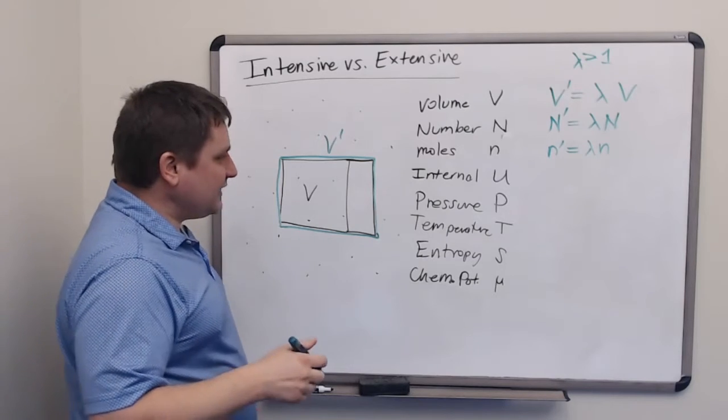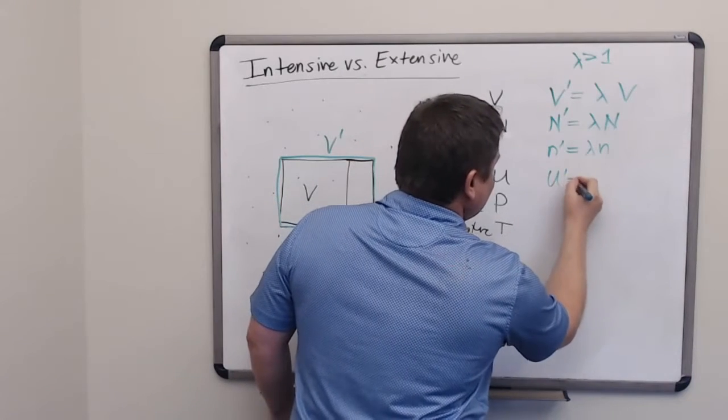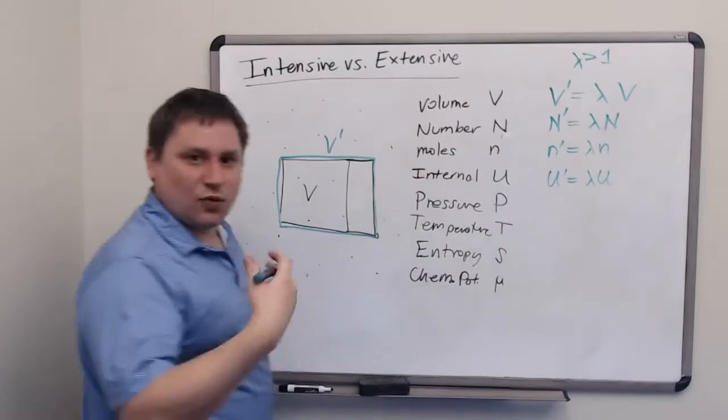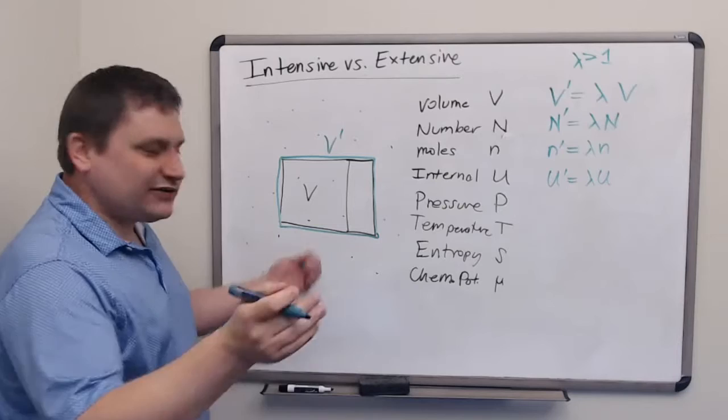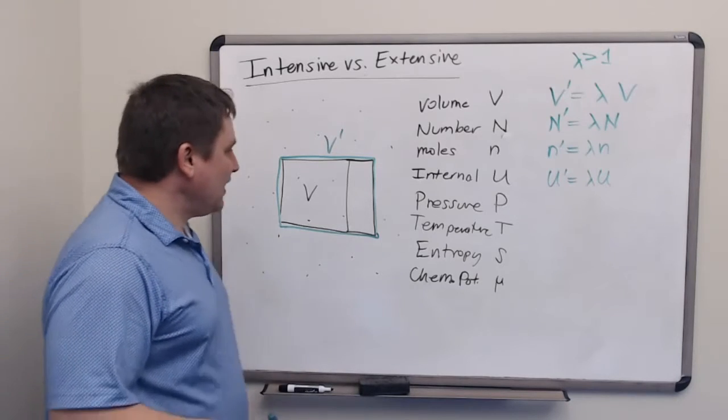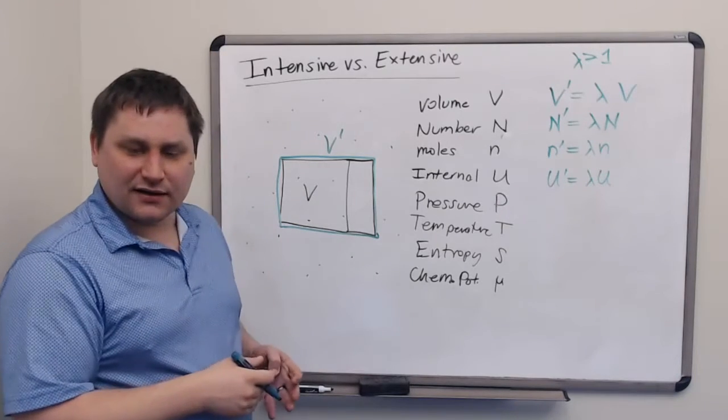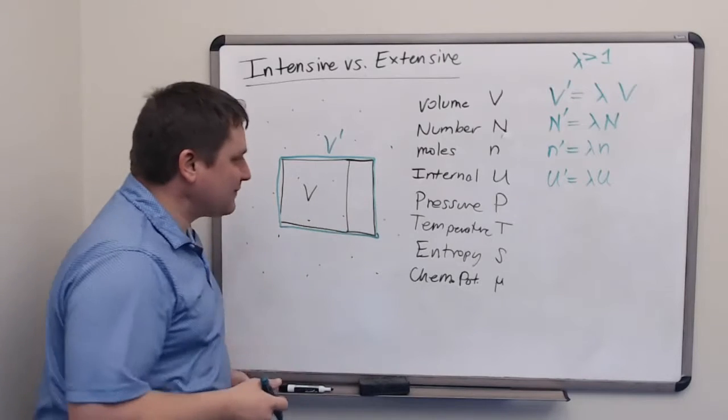And the internal energy will also be scaled up, right? If we include more matter, then all that new matter is also moving and interacting, so it just has more energy altogether. But what about the pressure of the matter contained within V prime?